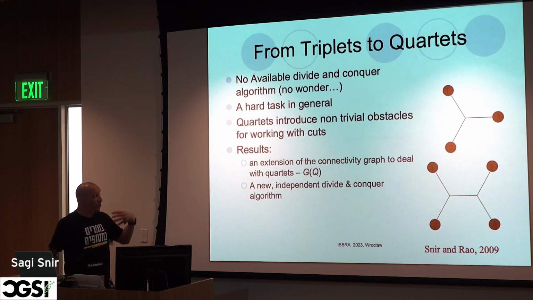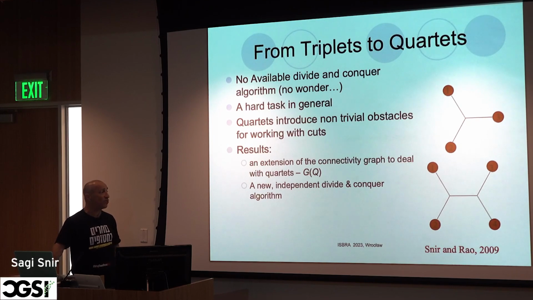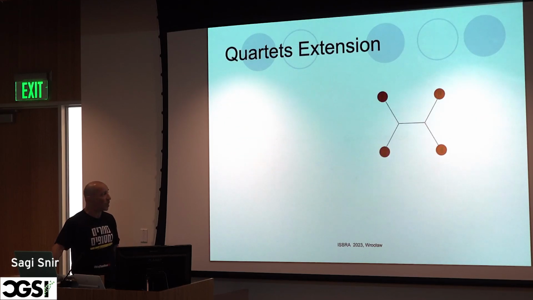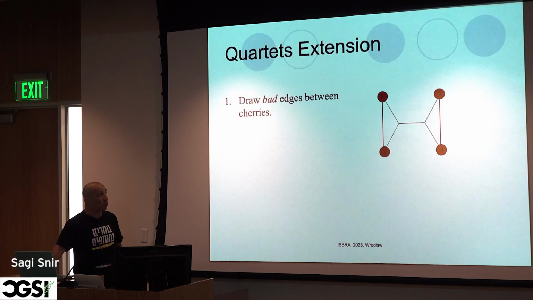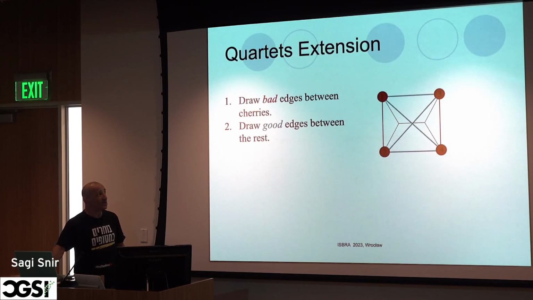And for that G of Q, we devised an independent divide and conquer algorithm. So sort of extension of the Aho et al. algorithm, although we don't have here the time for the routine. And what is the quartet extension? Again, these are the bad edges that represent that we don't want to separate 1 from 2 or 3 from 4. And these are the good edges that we do want to cut. We do want to separate 1 from 3 and 2 from 4, and so on.